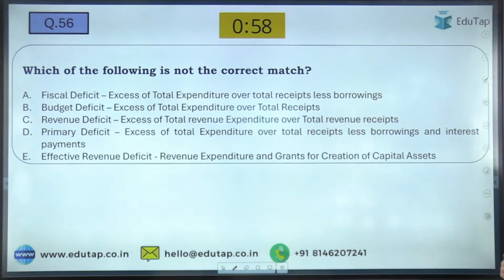Now try to answer the next question in regards to match the following. We have in total 95 questions.